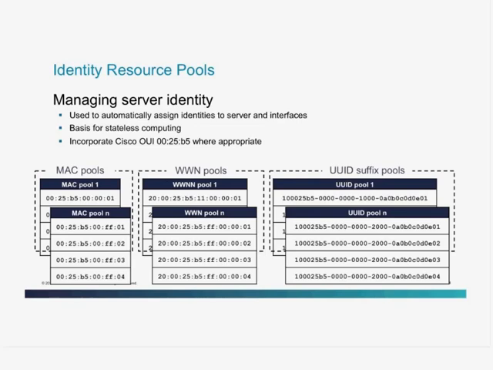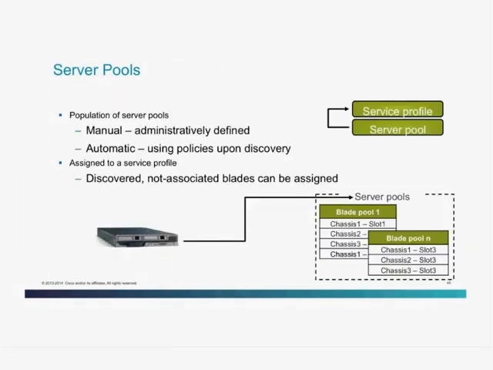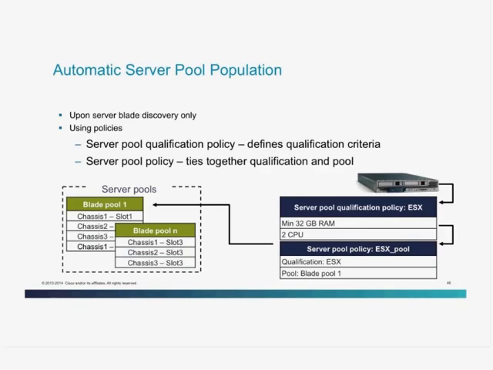So for managing, as I said, pools: you can have your MAC pools, WWPN pools, UUID pools. There are different kinds of pools; I've just stated three, there are a lot more. The server pool is similar: whatever servers are free, it will automatically choose a server from the pool and assign the service profile to it. You can also assign it manually. You can select a server and assign a service profile to it.